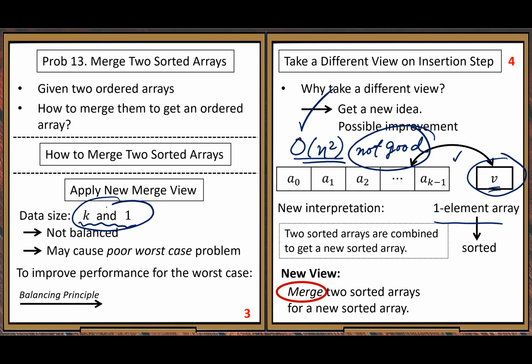Improve by balancing principle. Try to make two subarrays of equal size, as equal as possible. We may have one difference, because when you have an odd number of elements, even if you try to break it evenly, we end up with two subarrays where one has one more element than the other. That is fine, only one small difference, so we just take it.